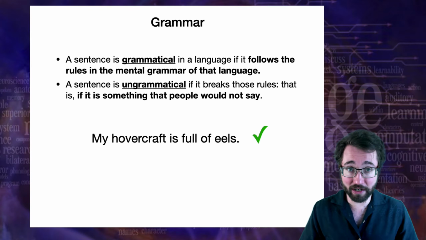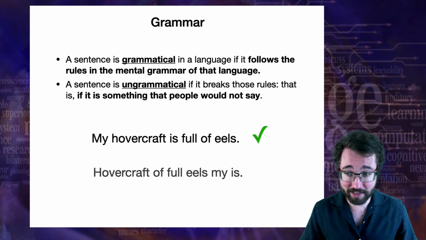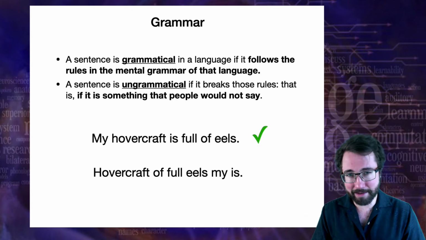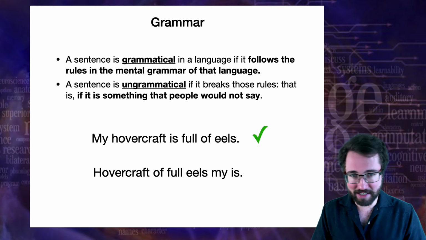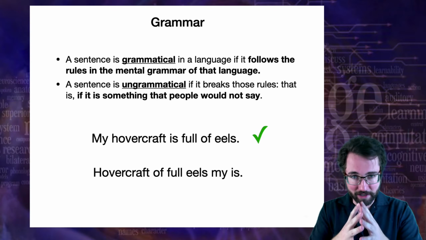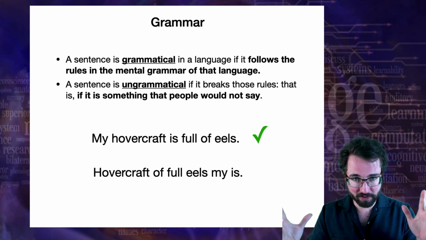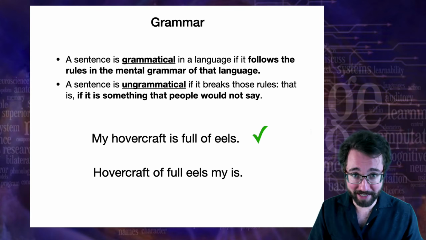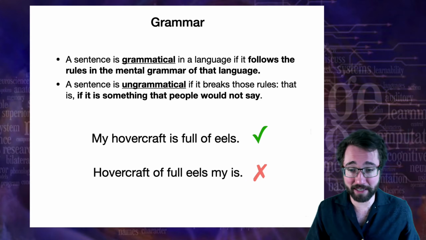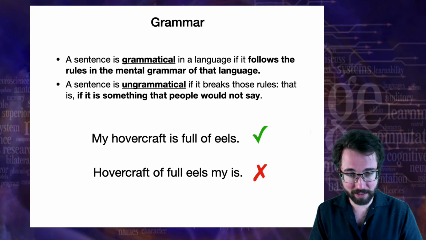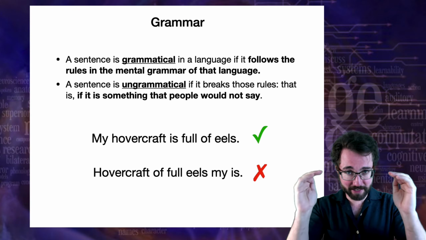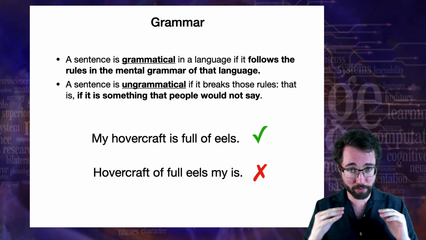Now, what's an example of an ungrammatical sequence of words? That would be something like this. "Hovercraft of full eels my is." Do you see how this just doesn't sort of hang together? This is ungrammatical. This is a random sequence of words. An English speaker would never say this, no matter how crazy the context, and an English speaker would not understand what is meant by this. I don't even understand what this is supposed to mean. So this is ungrammatical. Something is grammatical if it follows the rules that you unconsciously know as a speaker of a language. It's ungrammatical if it breaks those rules.